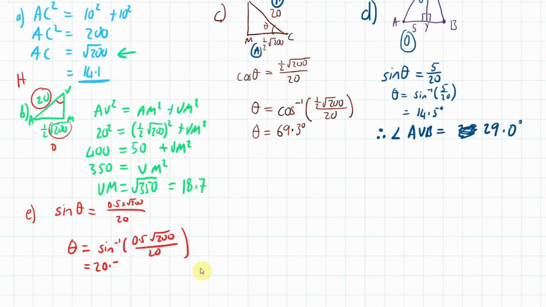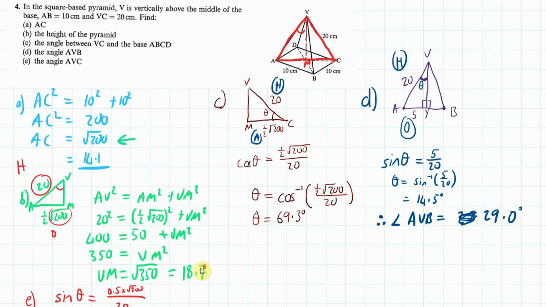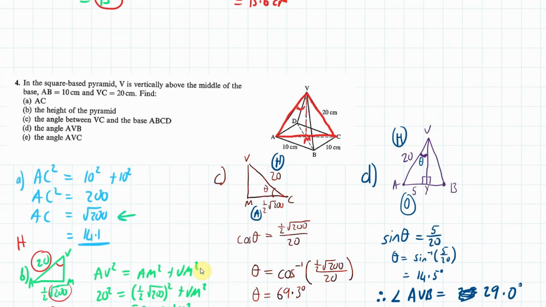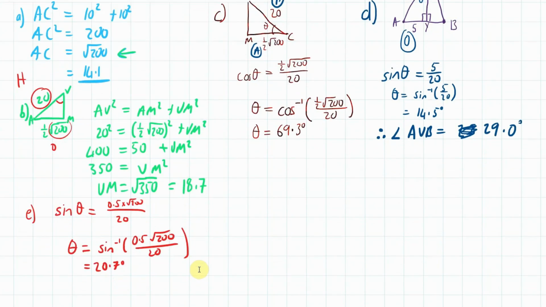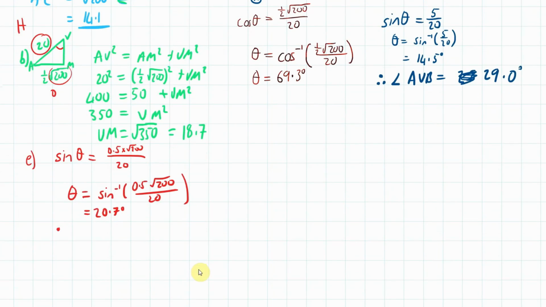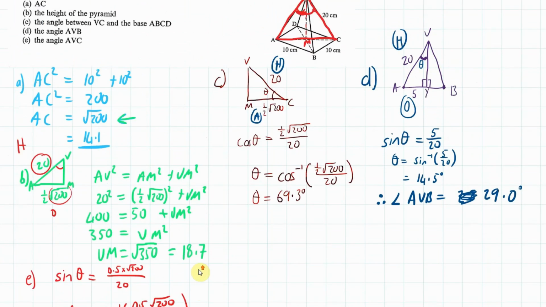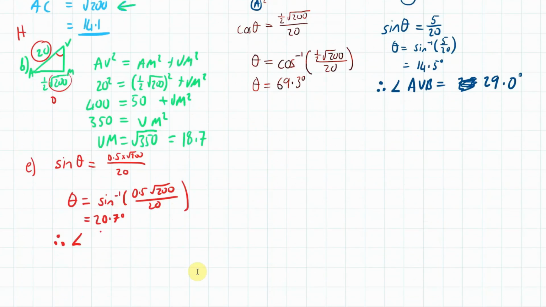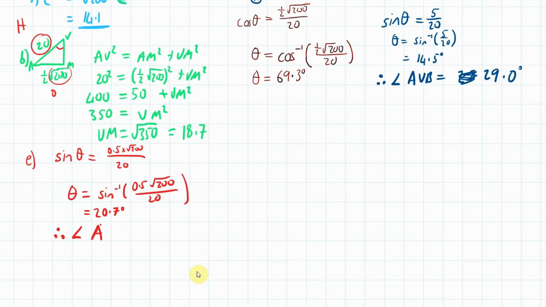To 1 decimal point. Now, if that's this angle here, and we want this whole thing here, you can see that that's double. So I'm just going to go, therefore, angle AVC equals, now I double my unrounded answer and I'm getting 41.4 degrees. And that would be that one. So I hope that's making sense so far.